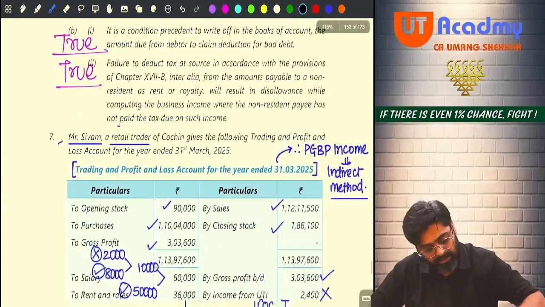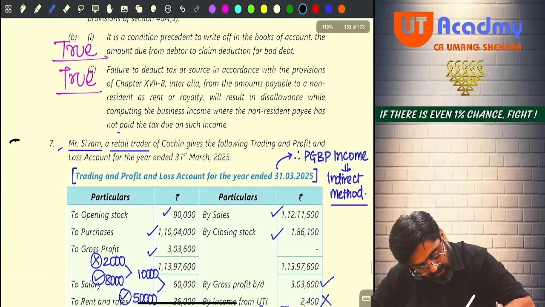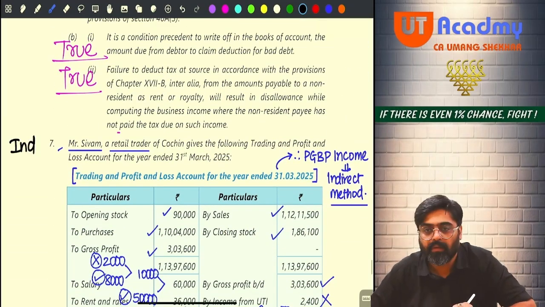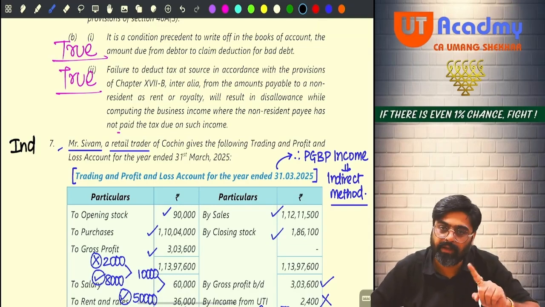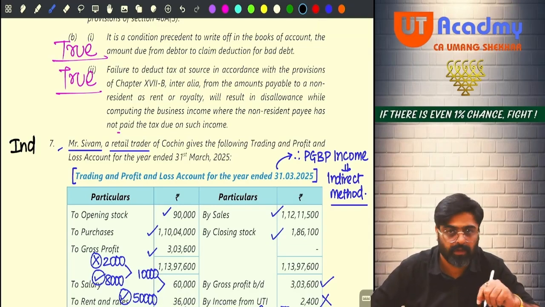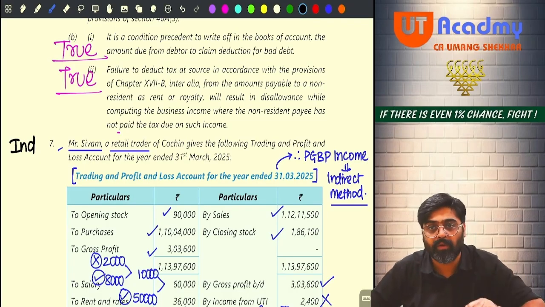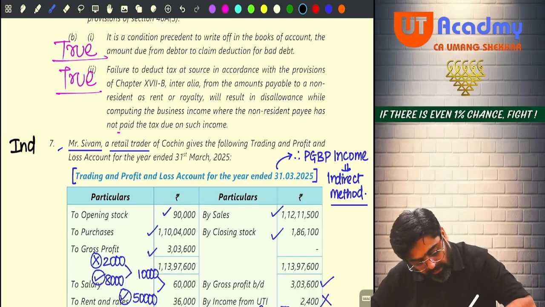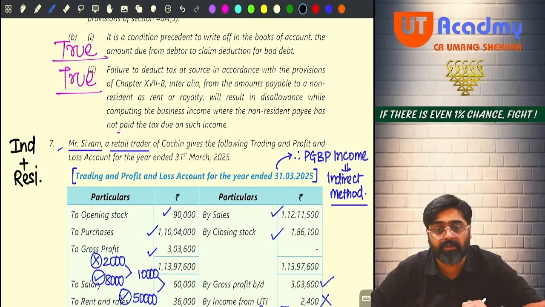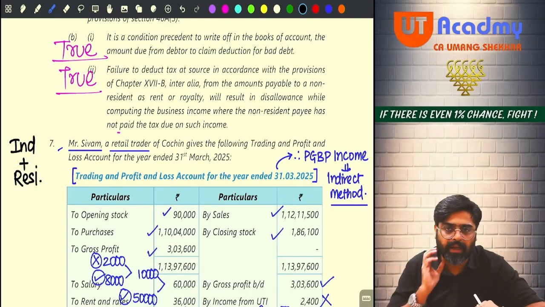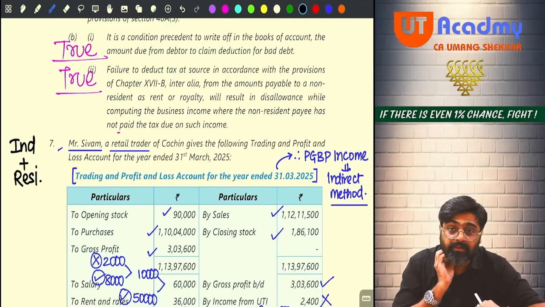First thing, check. Shivam is an individual. So who can follow 44AD? Individual can follow? Yes. HUF can follow? Yes. Firm can also follow, but other than LLP. So individuals can follow? Yes, provided that individual is a resident. So if nothing is mentioned, Shivam is a resident only. So resident individual can claim 44AD? Yes, provided his business is not any of those 4 business.